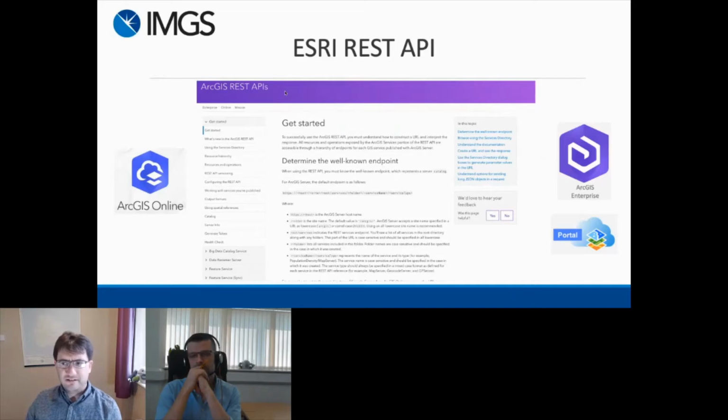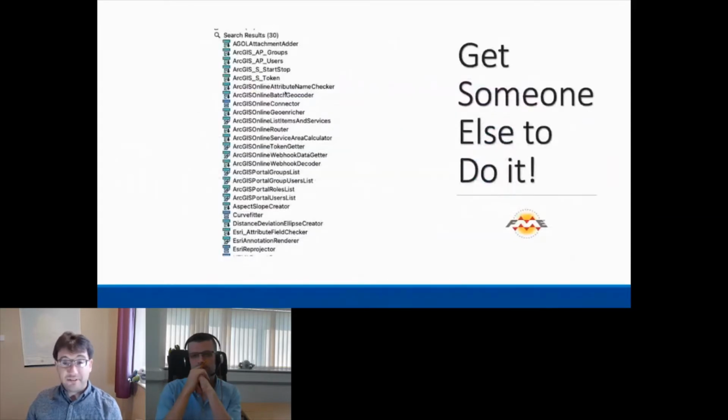It's all documented, so on the Esri website there's a whole host of information about the different REST API calls that you can make into some of these platforms. If you're not particularly techie, then get somebody else to do it for you. There's a whole bunch of transformers already up on the hub that you can use that connect to some of these services using these APIs. So the online router, the service area calculator, the batch geocoder, and the geo-enricher call some of those more advanced functions from ArcGIS Online that you might want to enrich your data with.